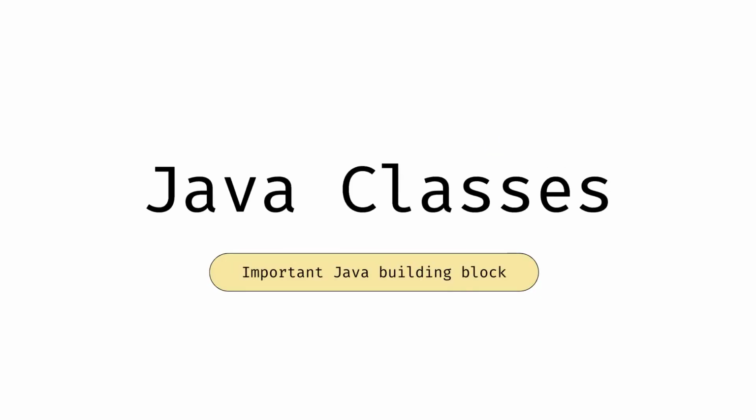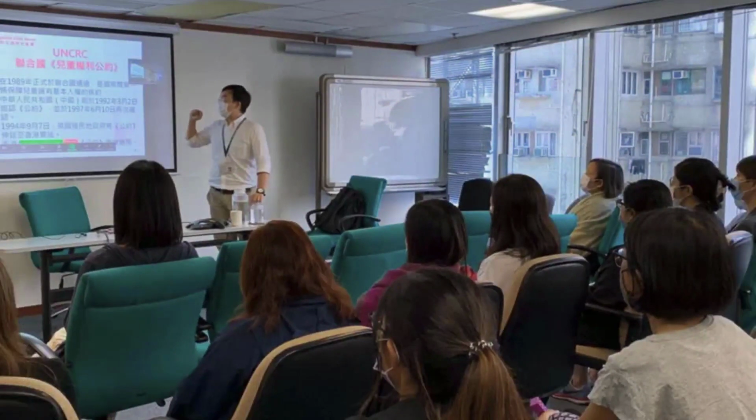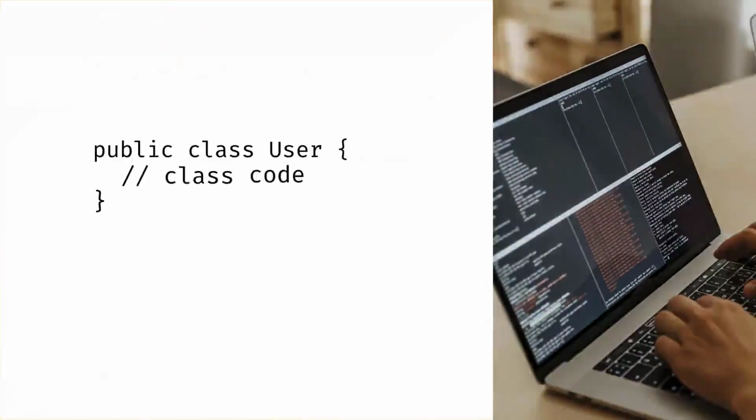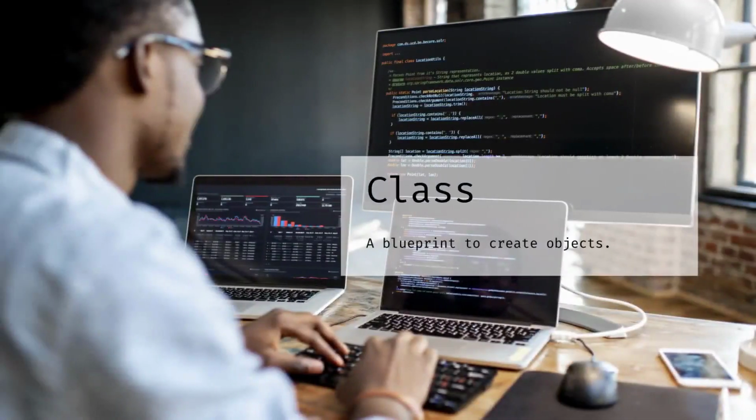Let's start with Java classes. And when I say classes, I don't mean this or this. I mean one of the most fundamental concepts of Java programming, classes. So a class is a blueprint to create objects. And now I'm probably mentioning some other things you don't know about objects.